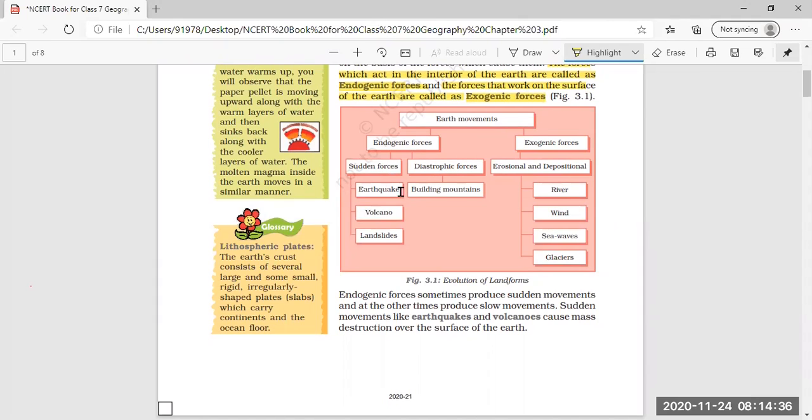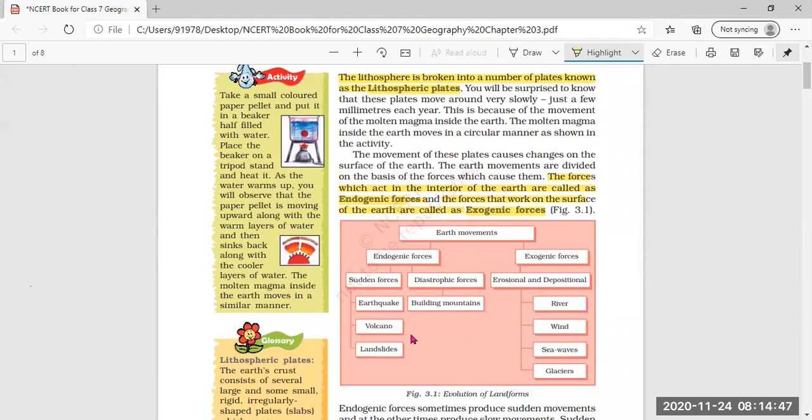Now endogenic means sudden forces that come all at once, and examples are earthquakes, volcanoes, and landslides. These are examples of endogenic forces, when the changes are made deep in the interior of the earth. We feel the earthquake, the volcano comes out, and landslides happen. Due to this, buildings and mountains collapse. These are destructive forces, disastrous forces, meaning forces which can bring disaster.